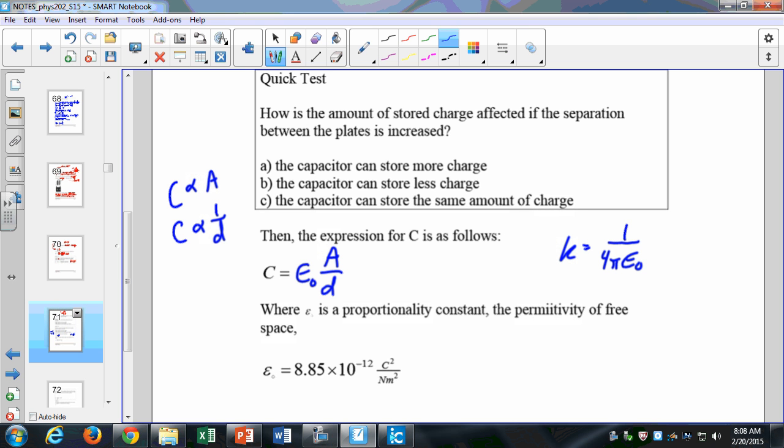You could have a question where I just give you the geometry of a capacitor and ask you how much charge it holds, given a certain potential.